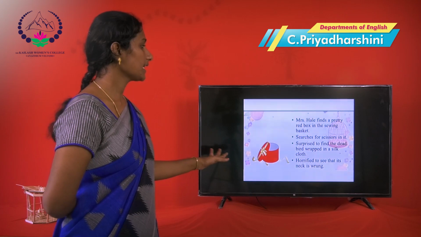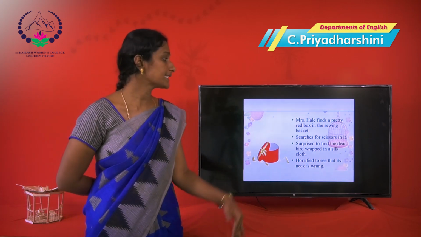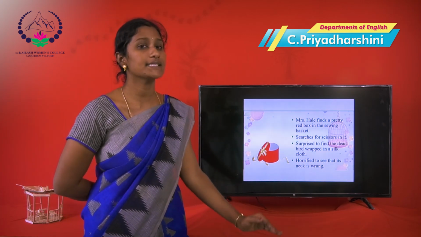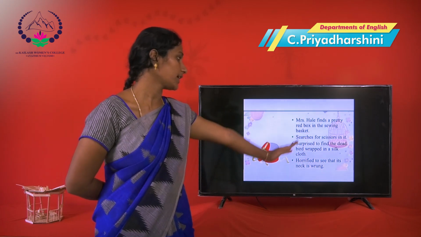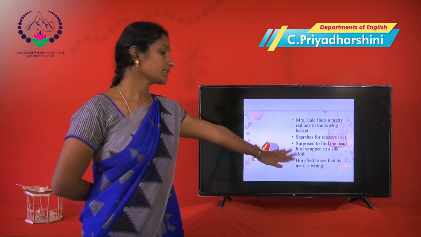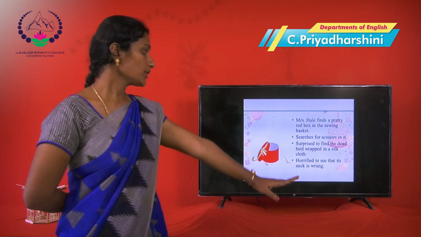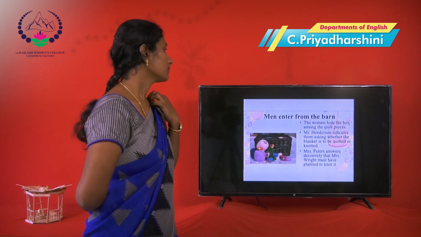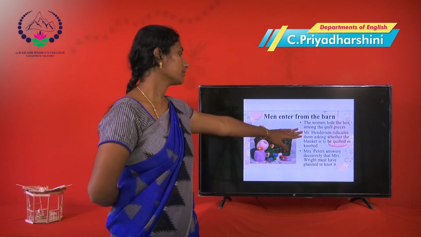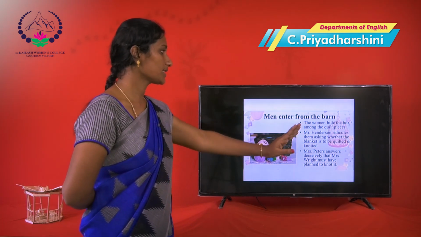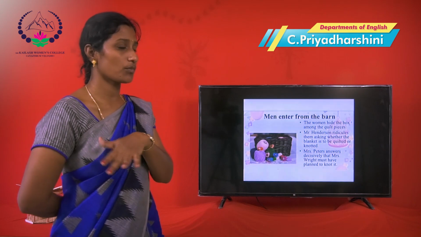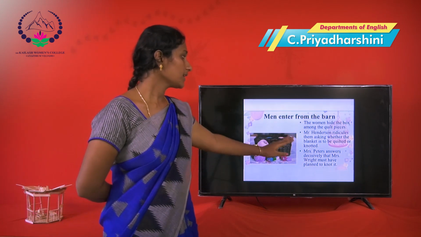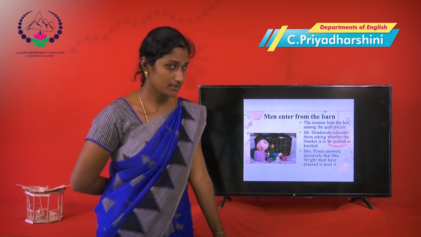Next, Mrs. Hale finds a pretty red box in the sewing basket, searches for scissors in it, and is surprised to find a dead bird wrapped in a silk cloth. Horrified to see that its neck is wrung, the women hide the box among the quilt pieces as the men enter from the barn.